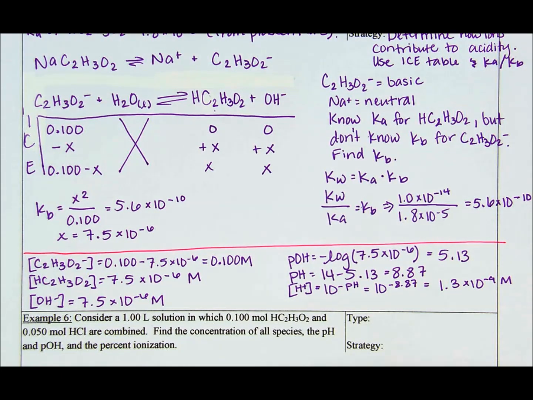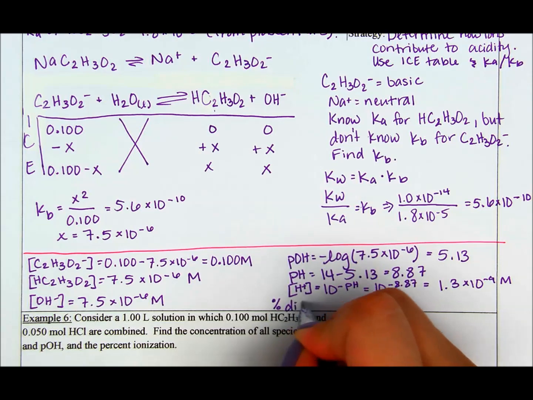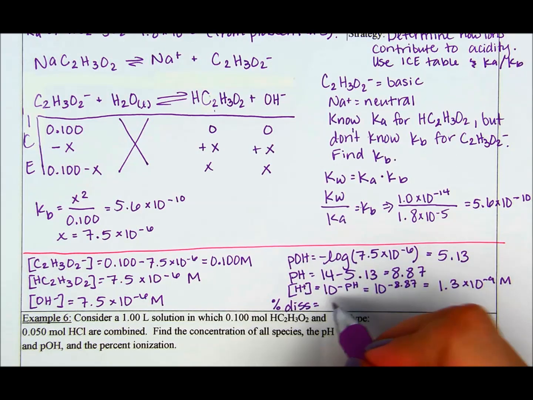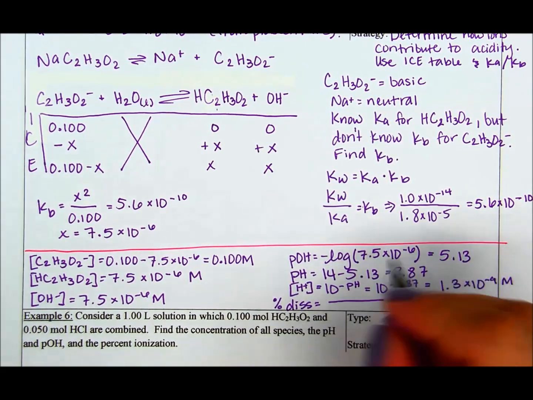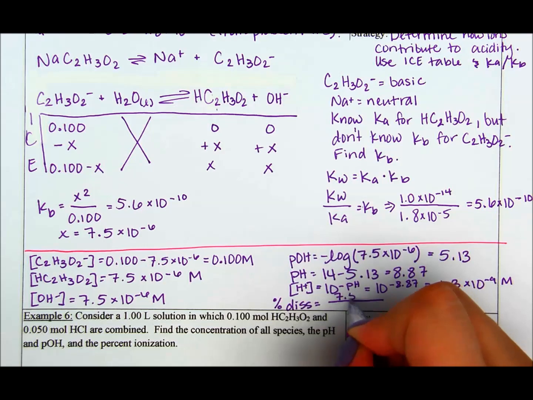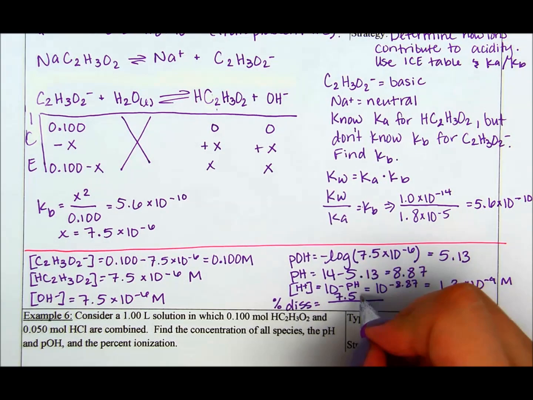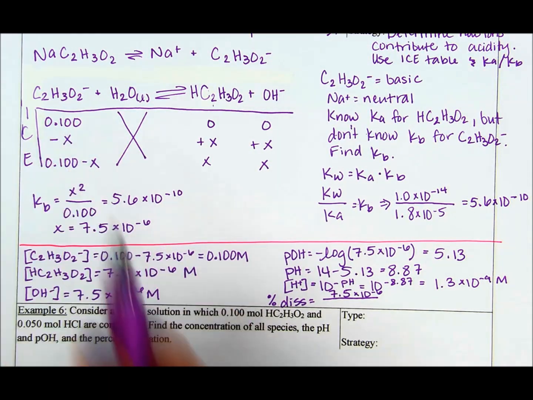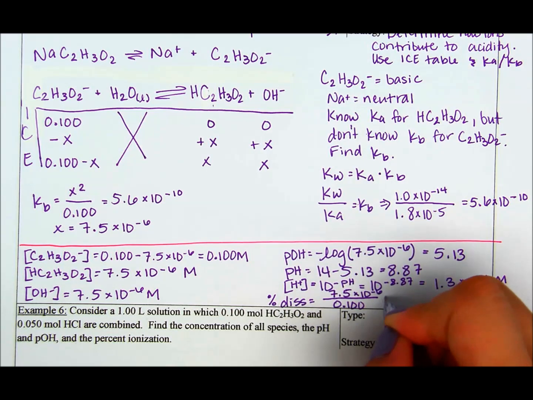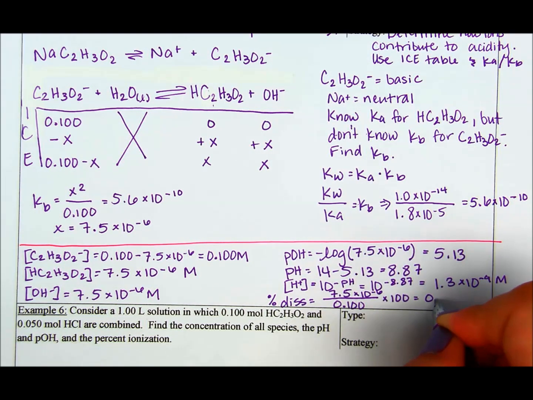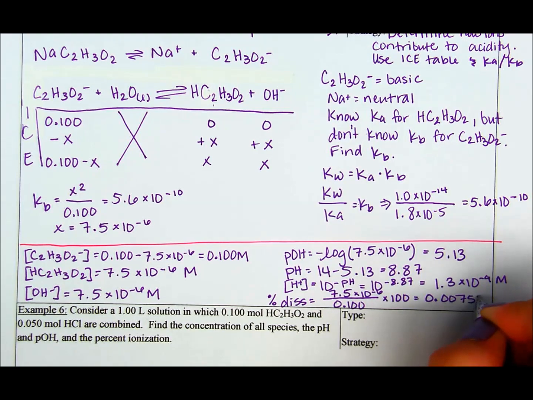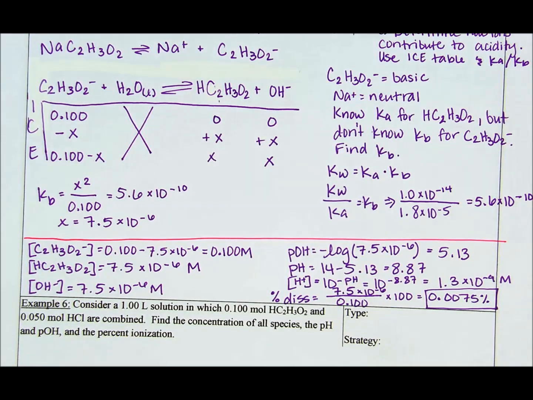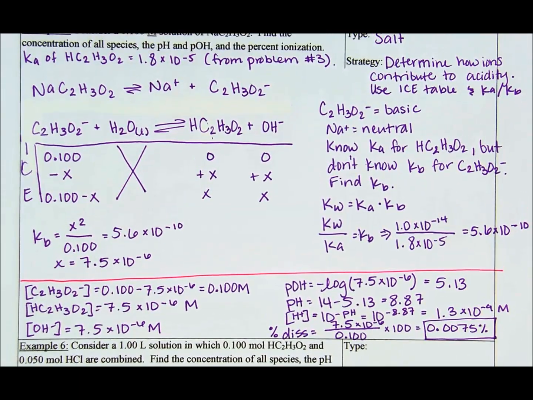The last thing we need to do is percent dissociation. So percent dissociation is equal to X over I. So my X is going to be really small, 7.5 times 10 to the negative 6, and my initial amount that I started with is 0.100, times 100 equals 0.0075% dissociated. That's how much dissociated. Really tiny number.